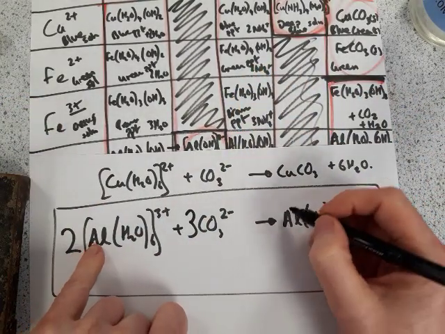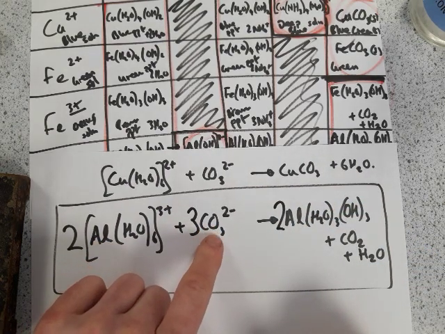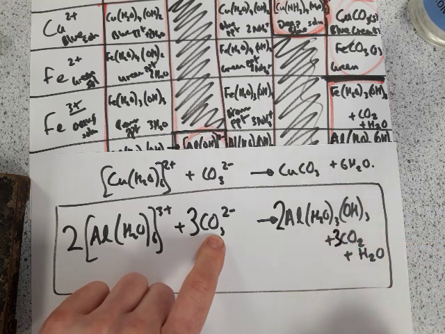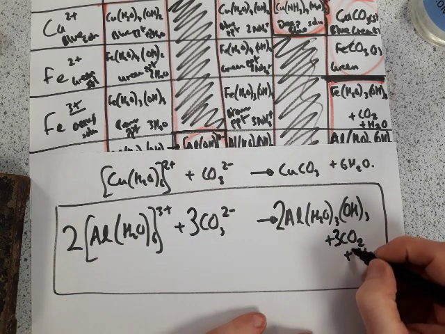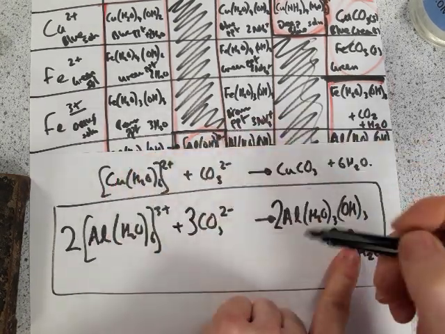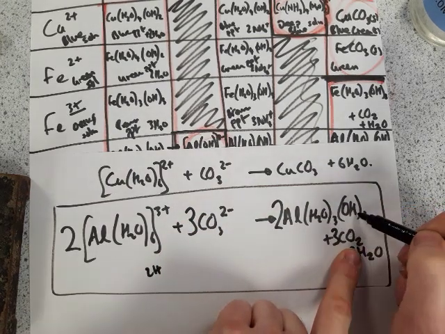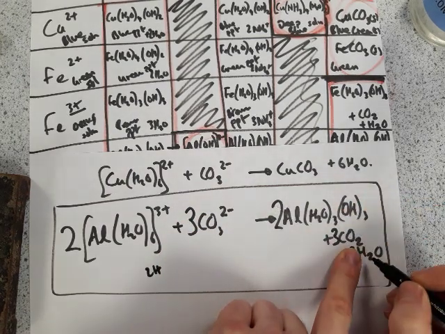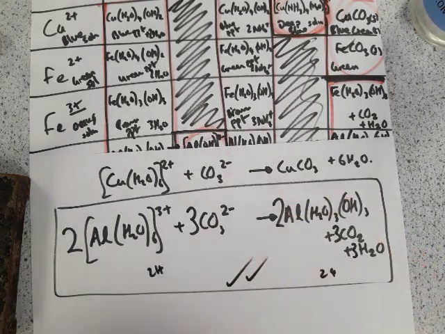I've got 2 aluminiums on the left, 2 aluminiums on the right, 3 CO3 2 minuses. That'll make 3 carbon dioxides. And then you can balance the waters. I'm pretty sure it's 3. Let me just check. 12, 24 on this side, 24 hydrogens on that side, 6, 7, 8, 9, 18 there. Yeah, I need 6 more there. 24 hydrogens on this side. Boom, boom. I can do it.